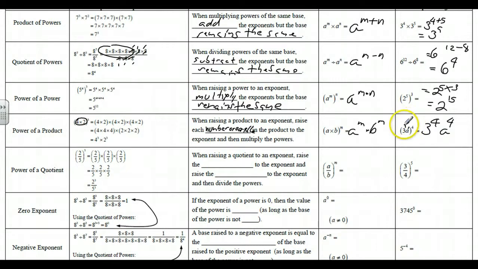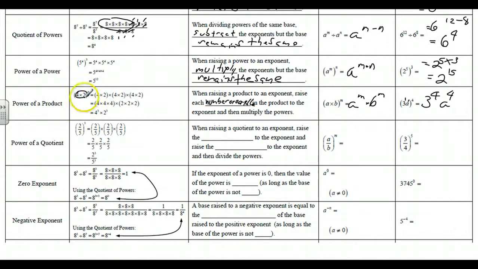Power to a power, we multiply exponents, right? It's just like here, power of a power. So it's 3 to the 1 times 4, a to the 1 times 4. Most people often forget this. They'll write 3a to the 4th. Really, that's 81a to the 4th, right? Okay, quotient.